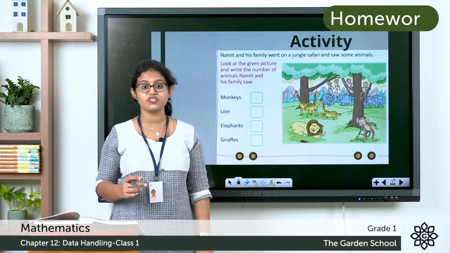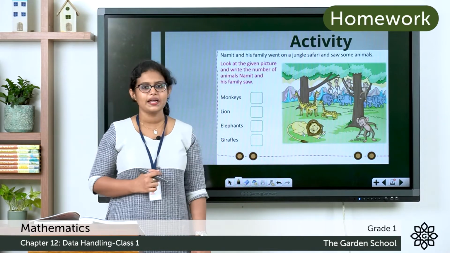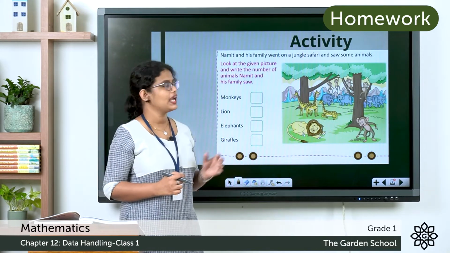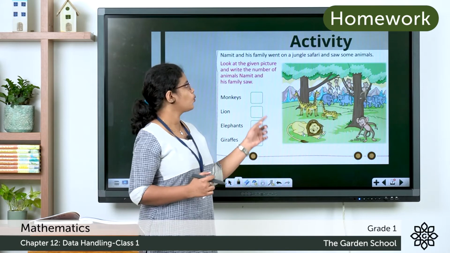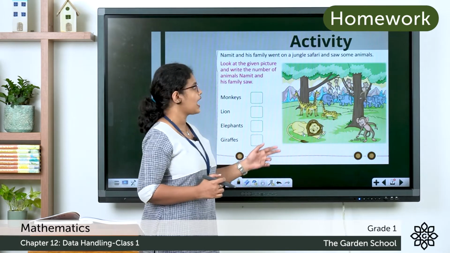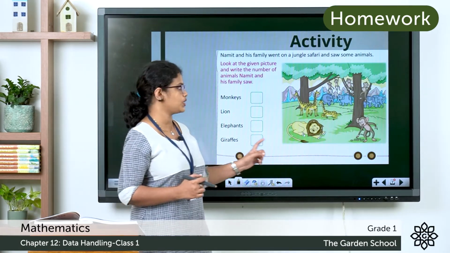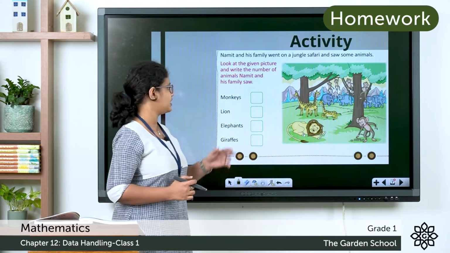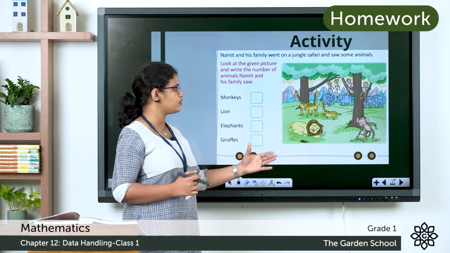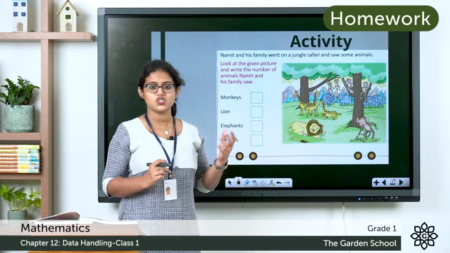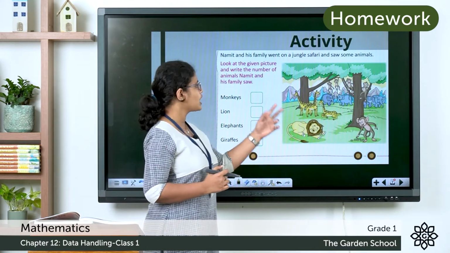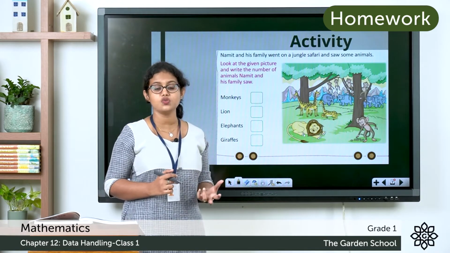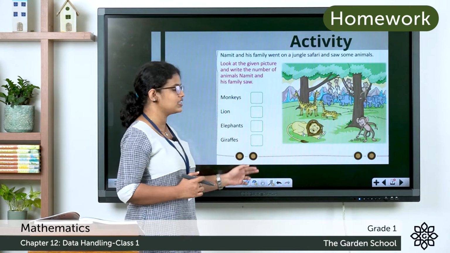So activity for you. Page number 171. See the question. Namit and his family went on a jungle safari and saw some animals. So he can see the picture here. So there are different animals. There are monkeys, lion, elephants, giraffes, etc. So what do you need to do? You need to count and write them in the box. You have to count them and write their numbers in the box.